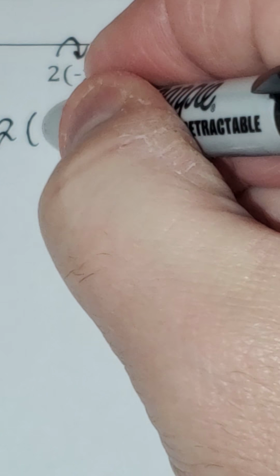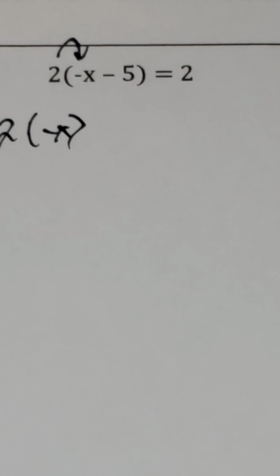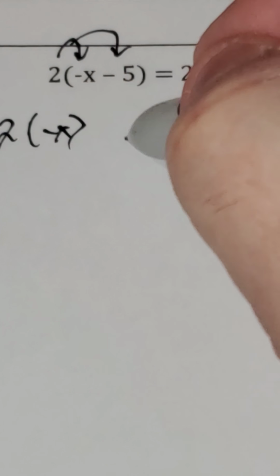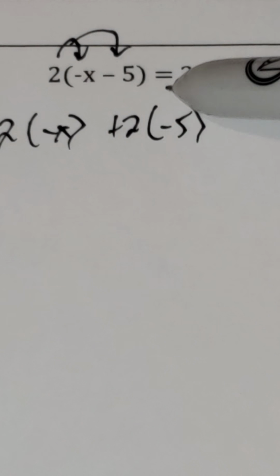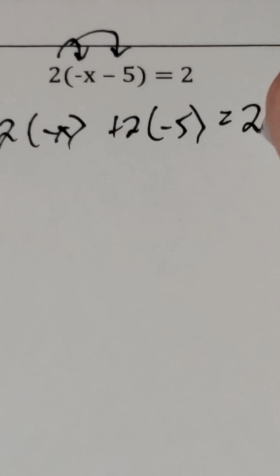Okay, I'll move along. Just follow the steps and everything will work out well. So we have a positive 2 times a negative x. And then we have a positive 2 times a negative 5. And of course, you see we have equals 2.